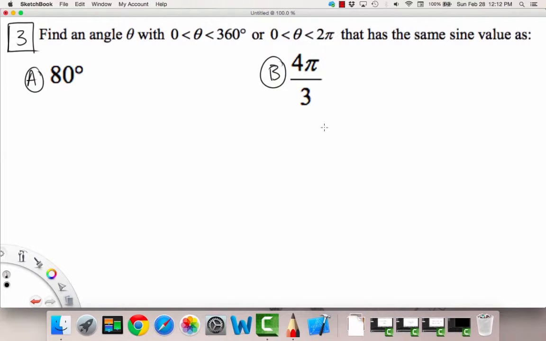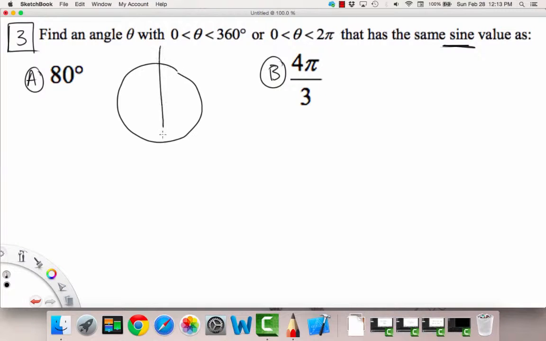Okay, number 3 asks us to find an angle theta between 0 and 360 degrees, or 0 and 2 pi, depending on whether we're in degrees or radians, that has the same sine value as the following. So we have part A and B. Let's work with part A first. We have 80 degrees here, so let's find 80 degrees first of all.